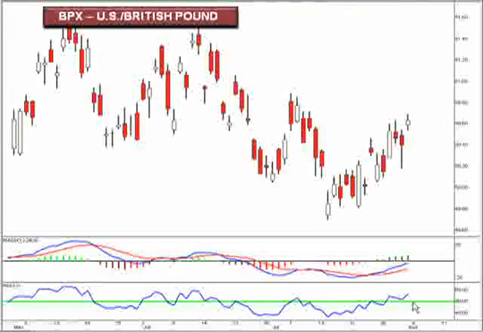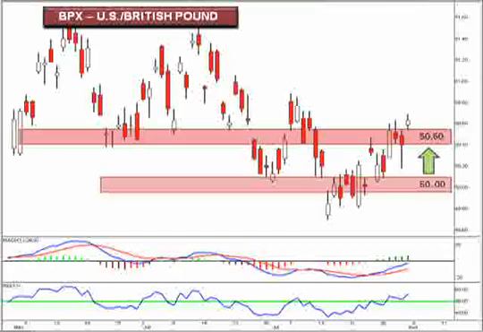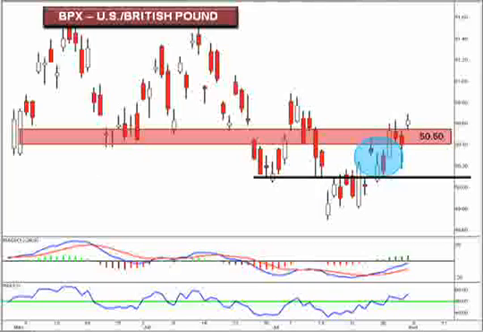Okay, finally, let's have a look at the BPX, the US versus the British pound. Last week, we suggested that a play into our 50.5 focal area here off of that 50 support that we'd identified would likely meet with some rejection. We did see it play back down in and retest that 50 focal area there, and has since actually bounced off and is now consolidating around that 50.5 level again.